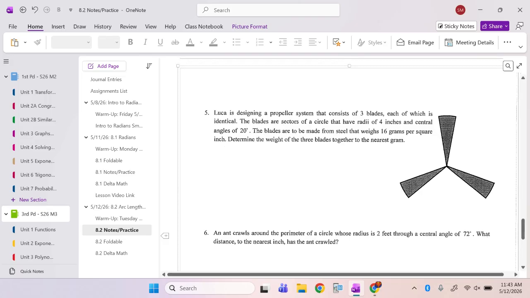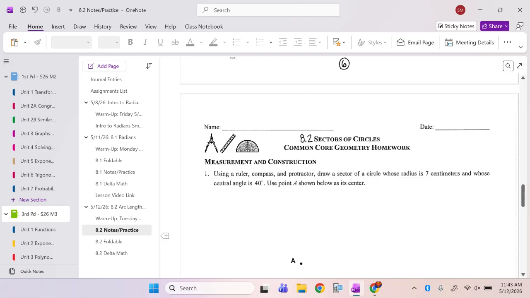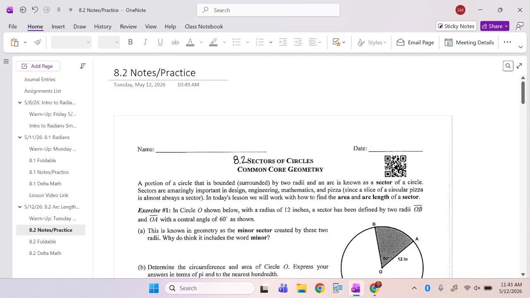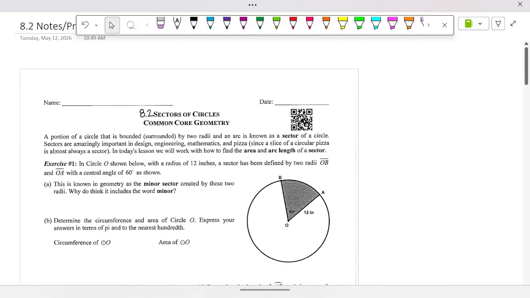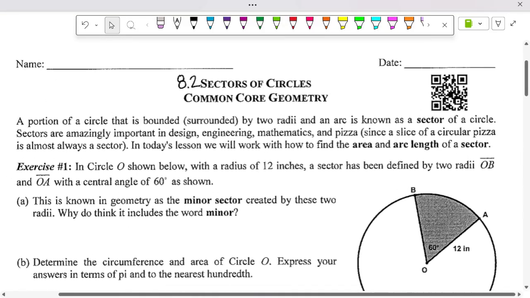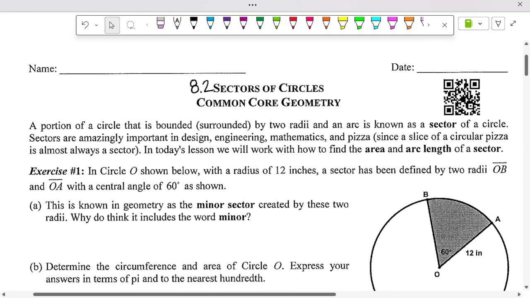Right, so I'm on page 5. This is not page 5, but I'm on page 5 of your packet. So before we can talk about arc length and sector area of circles, we first just need to talk about what sectors of circles actually are and why they're important.